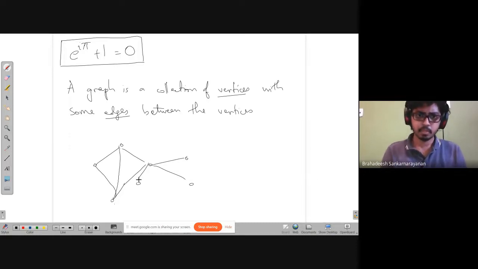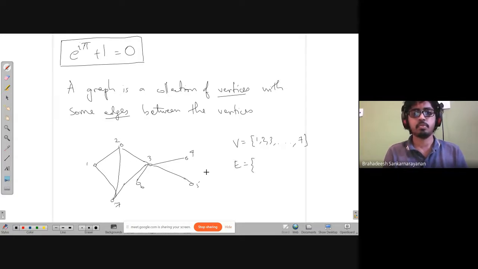Here you go. So if you want, I can label the vertices 1, 2, 3, 4, 5, 6, 7. And you have edges. So if this is the set of vertices, then I'll say V is the set 1, 2, 3, all the way up to 7. The edge set is 1,2; 1,7; 2,7; 3,7; 3,6; 3,4; 3,5.